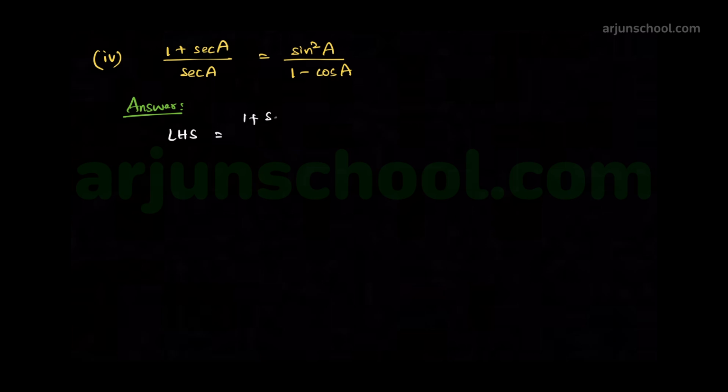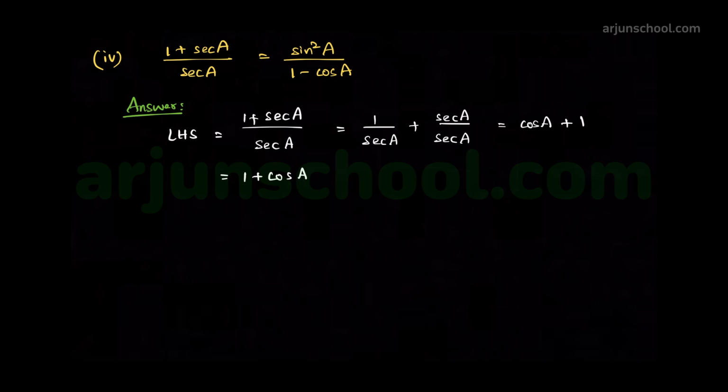LHS is equal to 1 plus secant A by secant A. Let us split the terms: 1 by secant A plus secant A by secant A, which is equal to, 1 by secant A can be written as cos A, plus 1, equal to 1 plus cos A. Now let us take the RHS term: sin square A by 1 minus cos A.